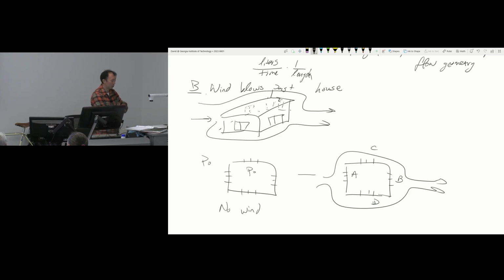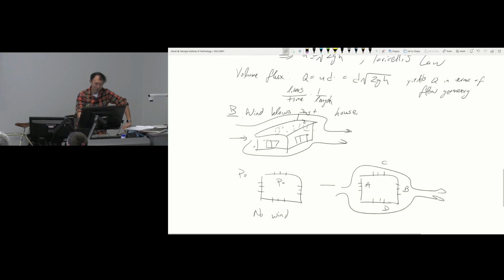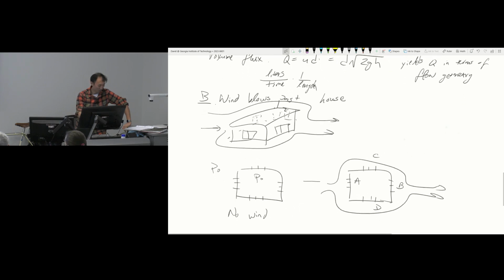This whole homework is going to be that there's no viscosity. We're only looking at the effects of pressure and inertia. And you have to use, in some ways, you have to think about Bernoulli's equation.